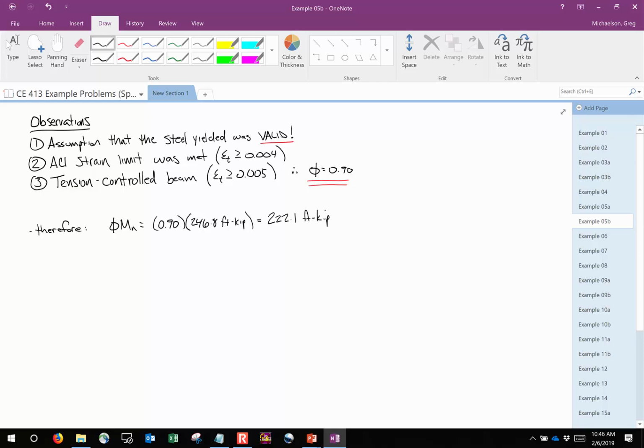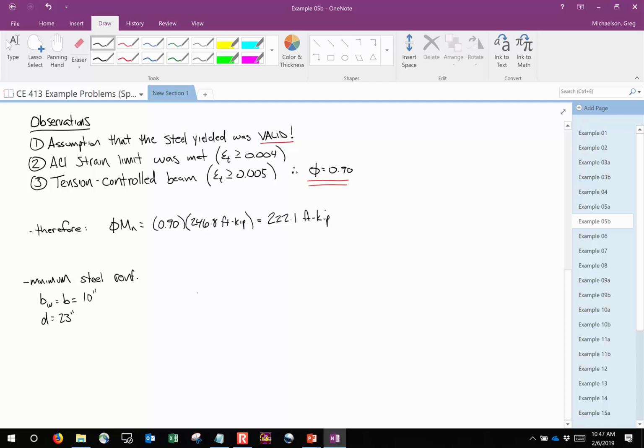Everybody good? There is only one other thing that we need to do, and we need to check the limit on the steel, okay? So we need to check the minimum steel reinforcement. So here's what I'm going to do. We have bw, which is b, and what was that for this beam? 10 inches. And d was 23 inches.